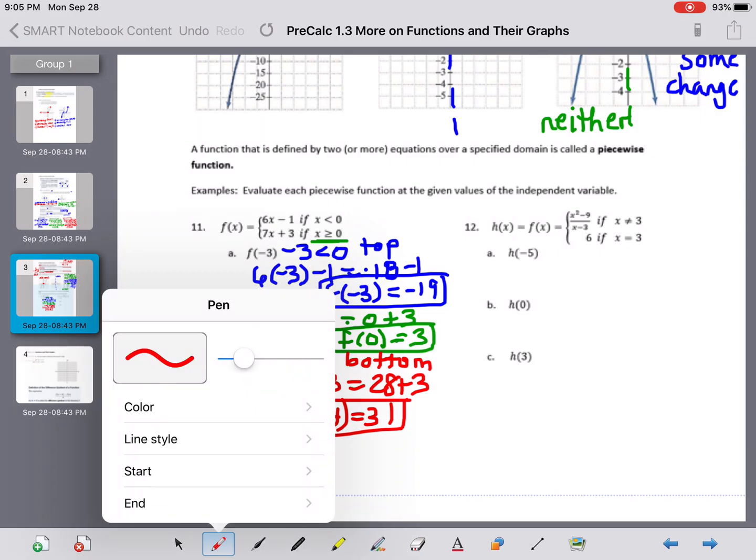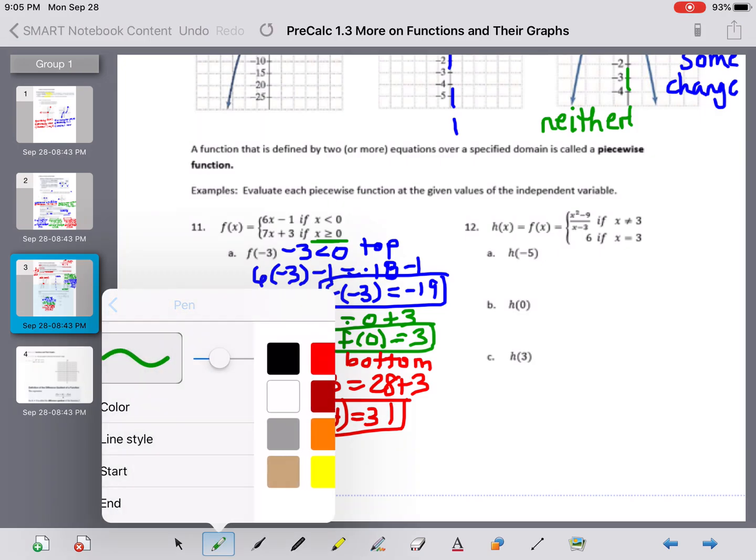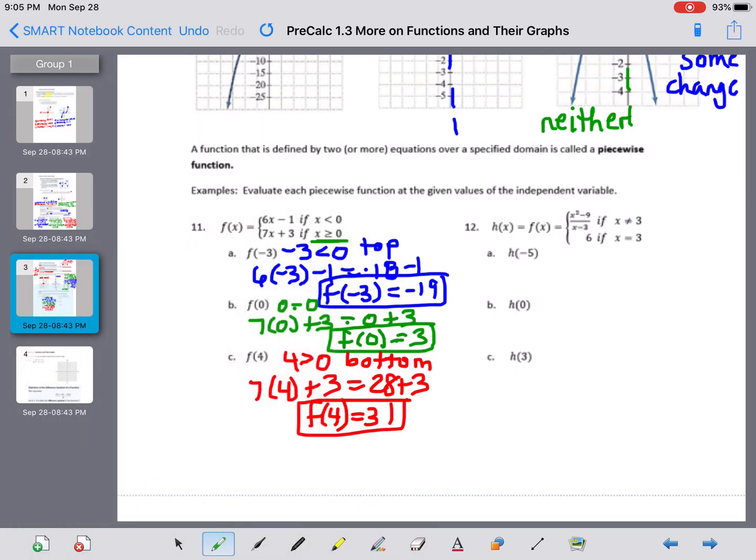it looks like 12 is not very pretty, but we will work through it one at a time here. I'm starting with h of negative 5, and I see two ways. So if x equals 3, I plug it into the bottom. If x does not equal 3, I plug it into the top. That's my only limitations here. So x, it's negative 5. That's not equal to 3, so it looks like I'm going to plug it in the top.